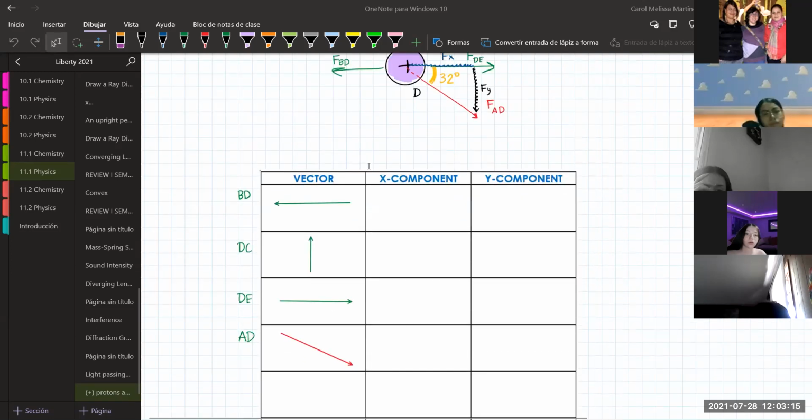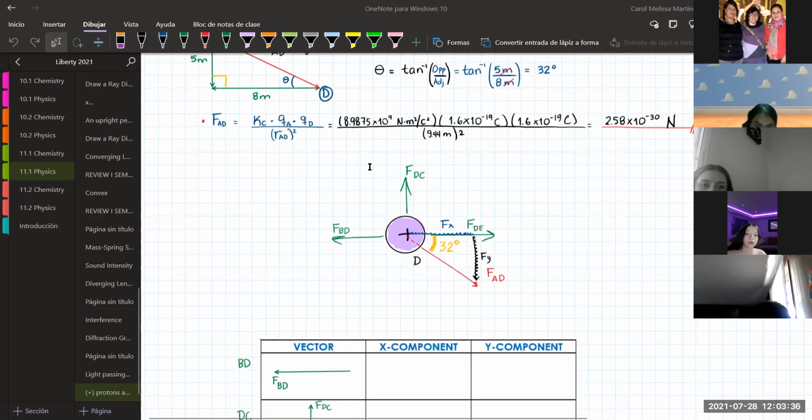Okay, so here I have the vectors. This is my force BD, this is my force DC, this is my force DE, and this is my force AD. And I will put all the rest of the information I need.